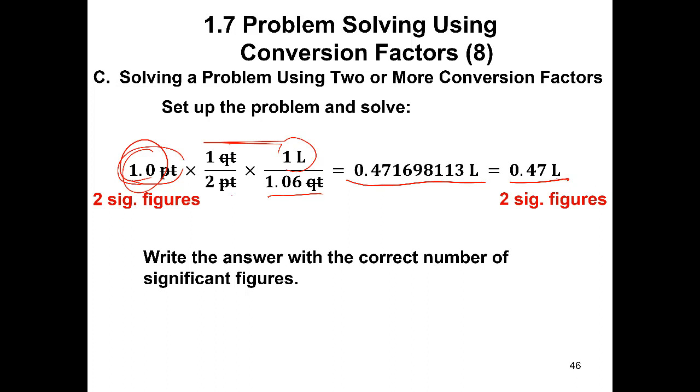So the key to this is getting rid of whatever unit you start with until you get to the correct unit. And there's more than one way to do most of these. So if you know a conversion factor, whatever's on your sheet, then you can do that. If you knew how many liters were in a pint, you could have gone directly from pints to liters.